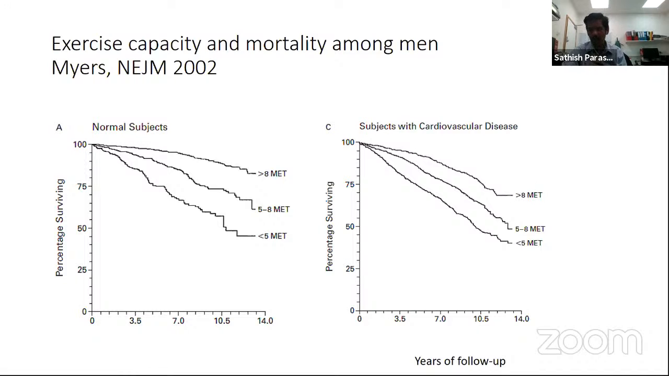So in both groups, each metabolic equivalent increment in exercise capacity was associated with a 12% increase in survival at a 14-year period. If you're over 65, for each metabolic equivalent increase in exercise capacity, the survival was more than 18% over a 14-year period.